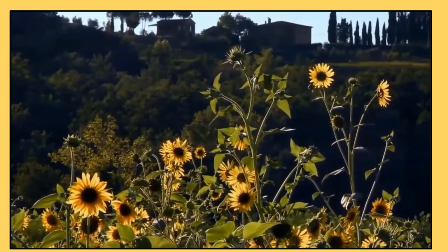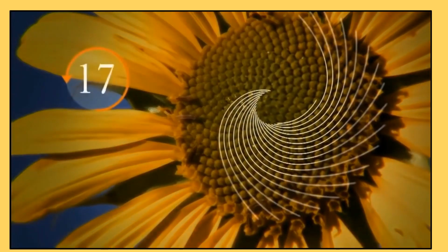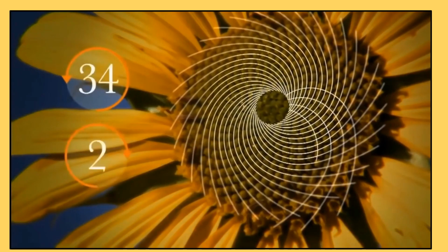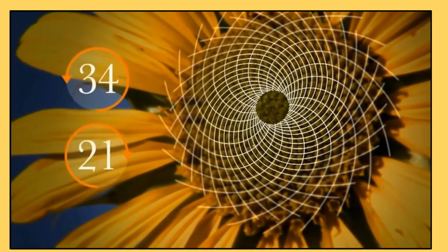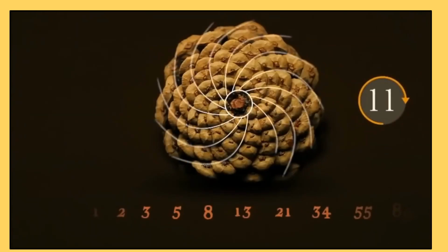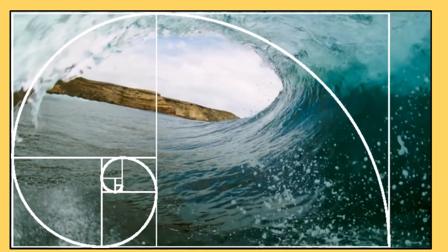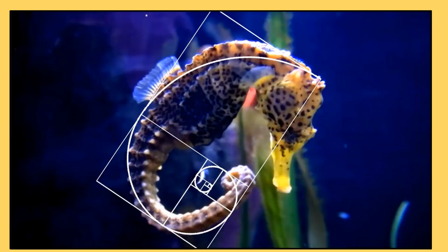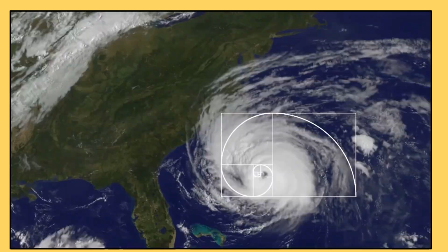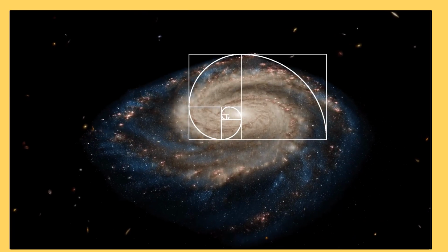Take for example the sunflower. The display of its florets are in perfect spirals of 34 and 21, the sequence of Fibonacci. The pine cone creates the same spiral based on the sequence, as do ocean waves, shells, seahorses, hurricanes, and even the spiral galaxies above us.